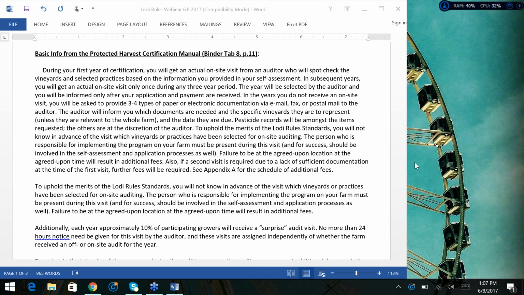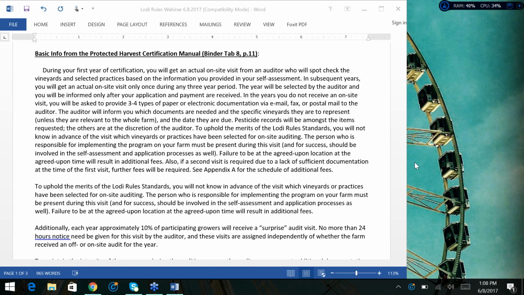We typically ask for 3 consecutive scouting reports. To uphold the merits of the Lodi Rules standards, you will not know in advance of the visit which vineyards or practices have been selected for on-site auditing. The person who is responsible for implementing the program on your farm must be present during this visit, and for success should be involved in the self-assessment and application process as well.